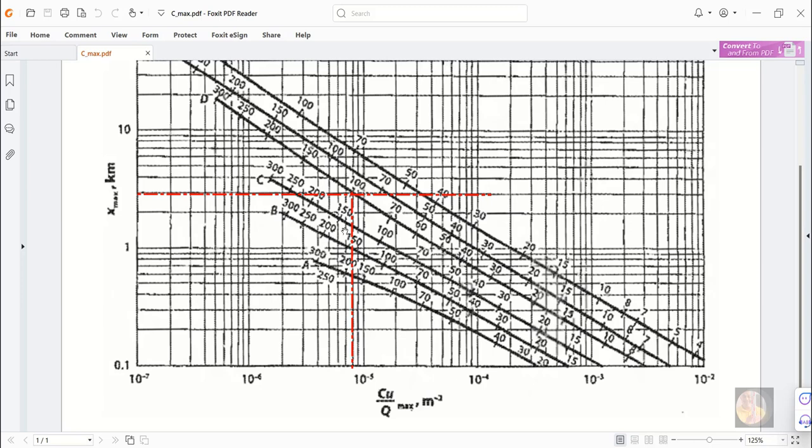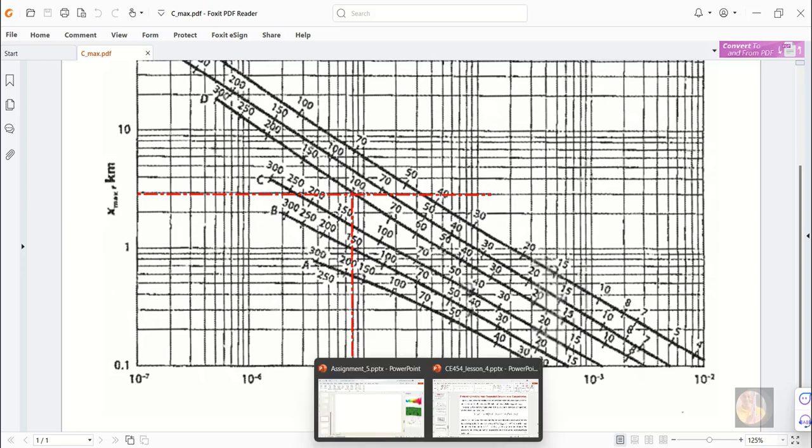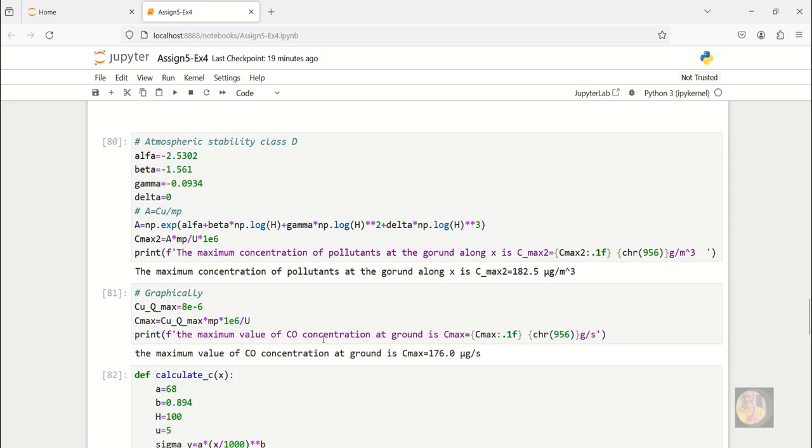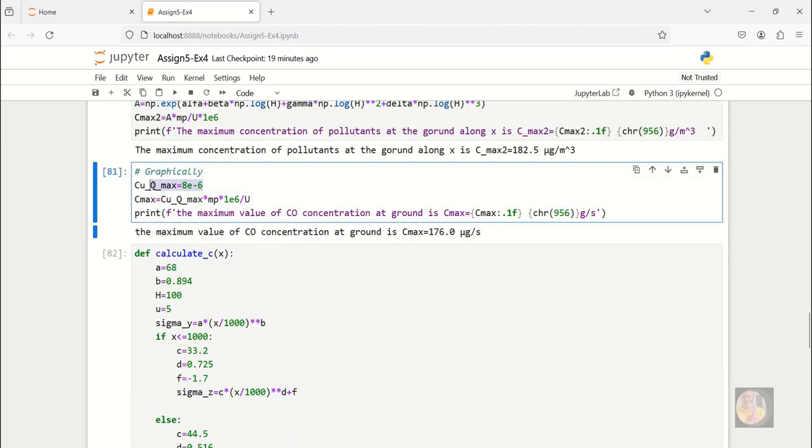Okay. And if you project here, so here 10 exponent minus 6, here you have 10 exponent minus 5, 9, 10 exponent minus 6, 8, 10 exponent minus 6. So you have Cu divided by m point max equal to 8, 10 exponent minus 6. So if you come back to your thing, that's why I brought this. This was obtained from the graphic. Okay.